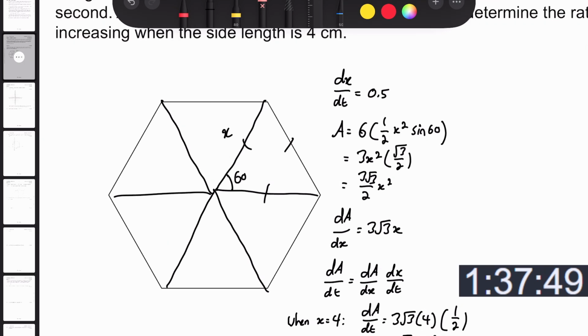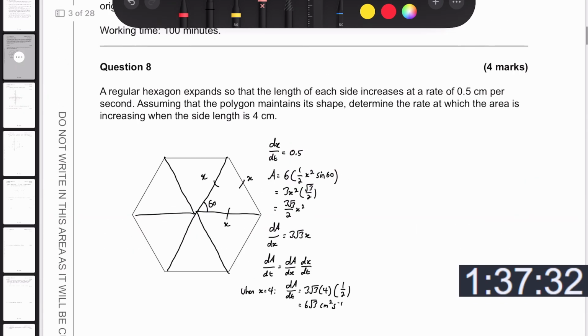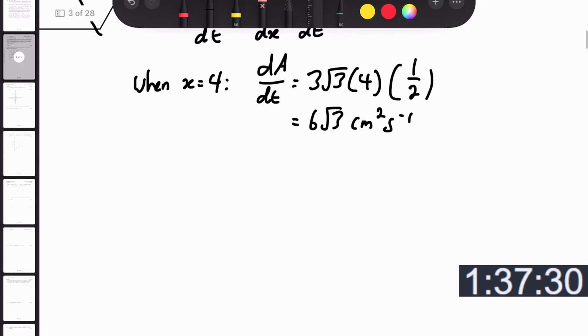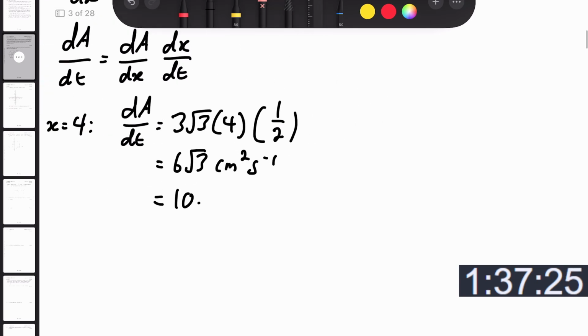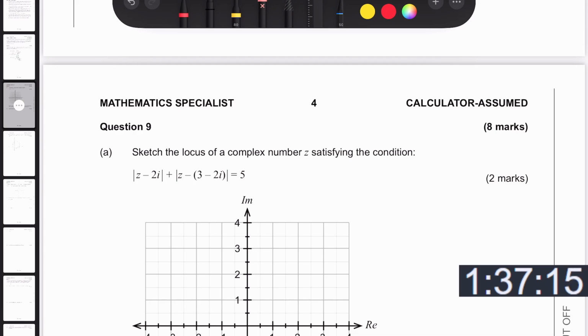Okay, let me just make sure I got sine of 60 right. So it'll be sine of pi on 3, which in standard form is equal to root 3 on 2. Six of them is half of that. Determine the rate. Maybe I'll just say this is equal to 6 square root of 3, which is 10.39 centimeters squared per second.